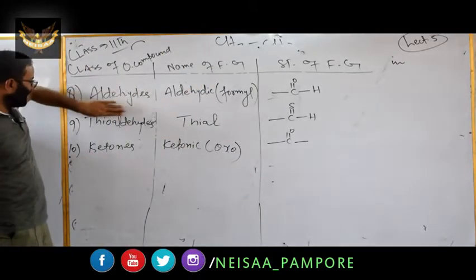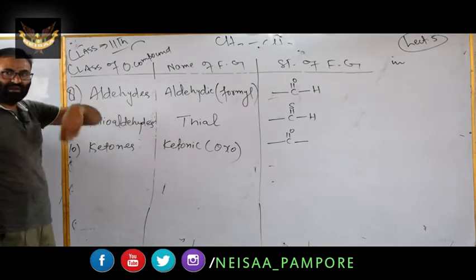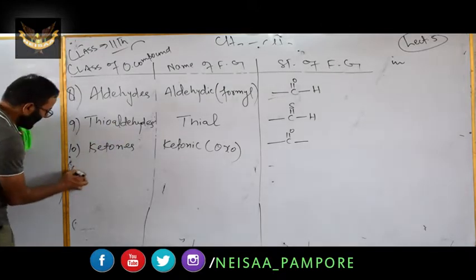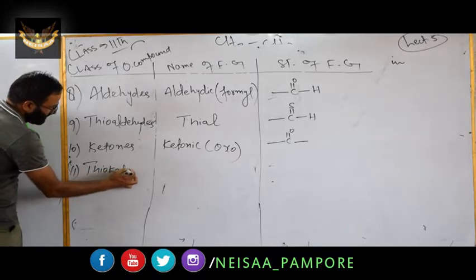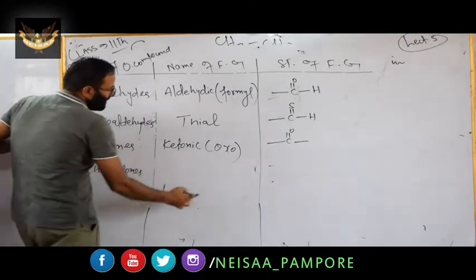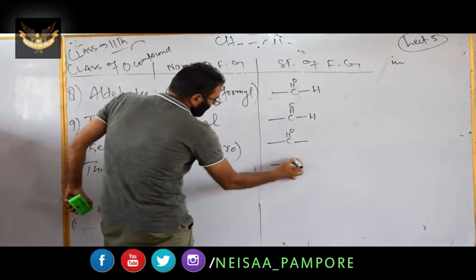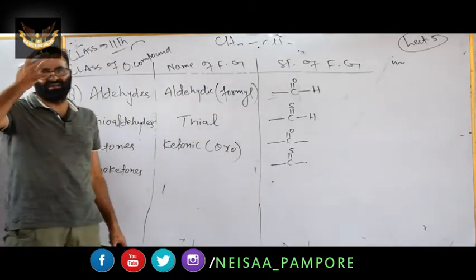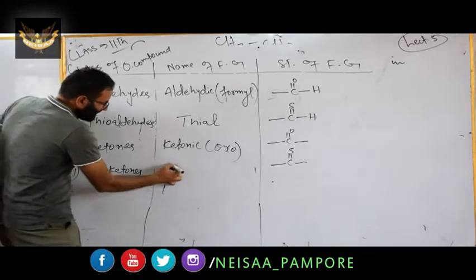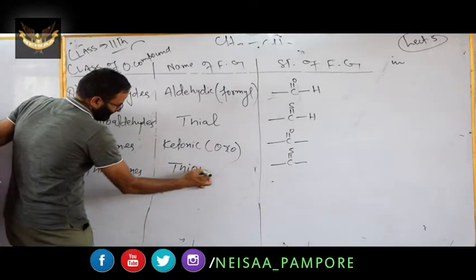Aldehydes, thioaldehydes. Ketones, now it will be thioketones. The 11th we have thioketones. What will be the functional group? C double bond S. Instead of O, we have the sulfur. Thioketones. Its name is thione.